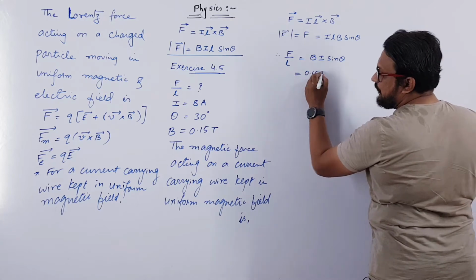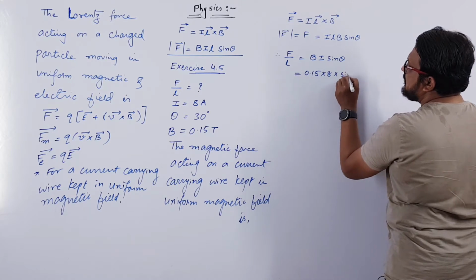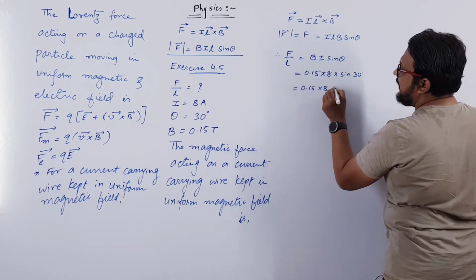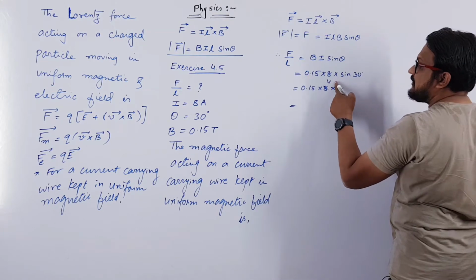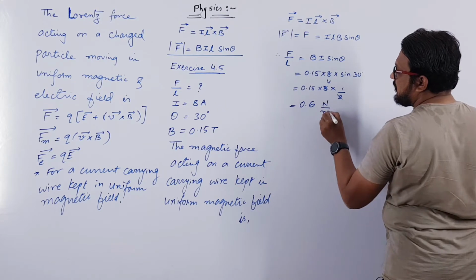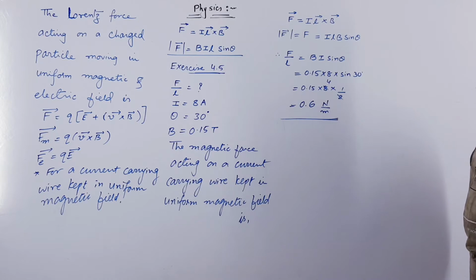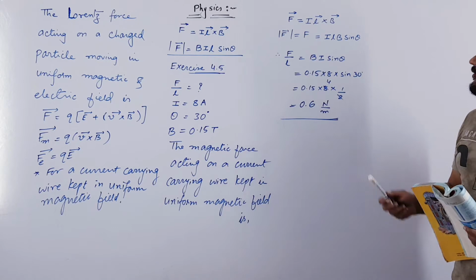So B here is given as 0.15, I is 8, into sine 30. So 0.15 into 8 into sine 30, which is 1 by 2. 2 4s are 8, 15 4s are 60, and 2 zeros are there. So 0.6 Newton per meter. Newton per meter because this is force per unit length. So the answer will be 0.6 Newton per meter. Clear? Do one thing, pause this video and copy this first. Then we will discuss exercise 4.6.